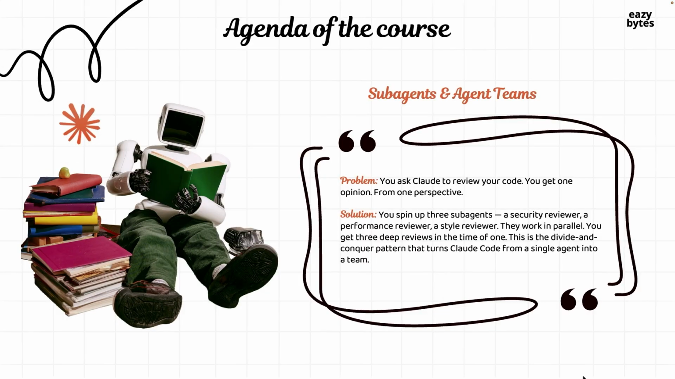Next, we will move on to the advanced topic, which is sub-agents and agent teams. By developing our own sub-agents, we can make Claude Code work in parallel. By using sub-agents and agent teams, we are going to follow the divide and conquer pattern that turns Claude Code from a single agent into an agentic team. I hope you're clear with the agenda of this course.